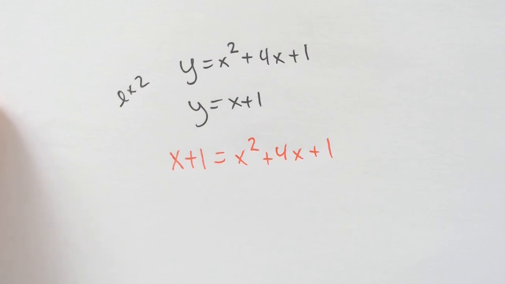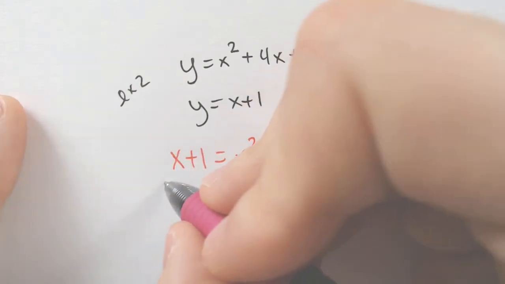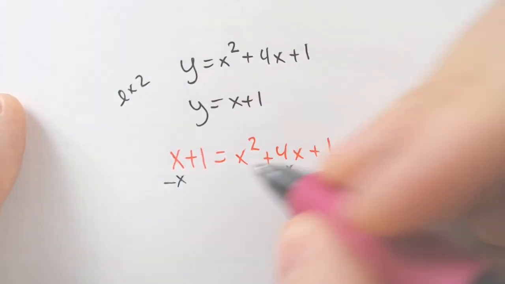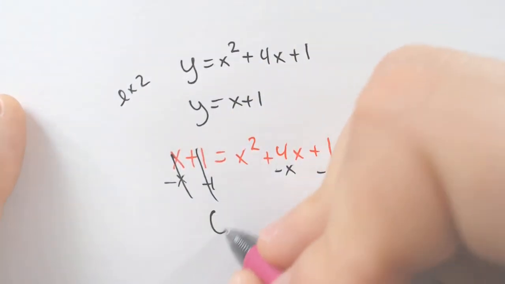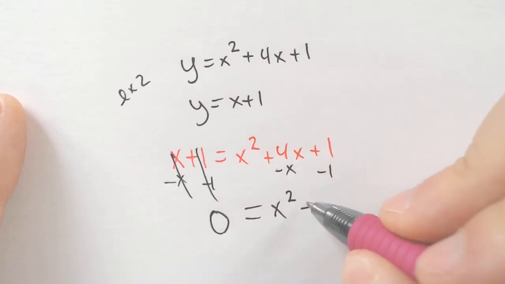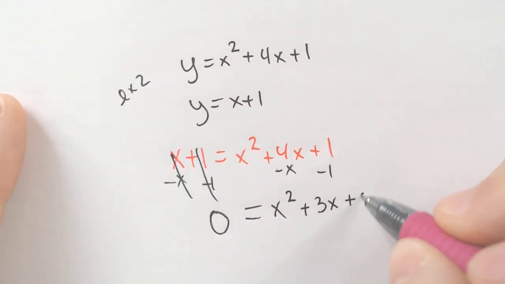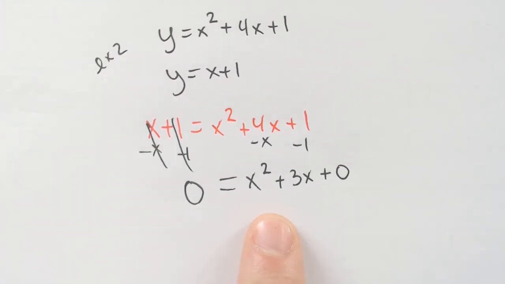The difference is here, when we set it equal to 0, because it's x squared plus 4x, which means you have to set it equal to 0. When you set it equal to 0 this time, you're not going to be as happy because it's 0 equals x squared plus 3x plus 0. You don't need the plus 0, but some people like it. From here, you have to factor to get your solutions.